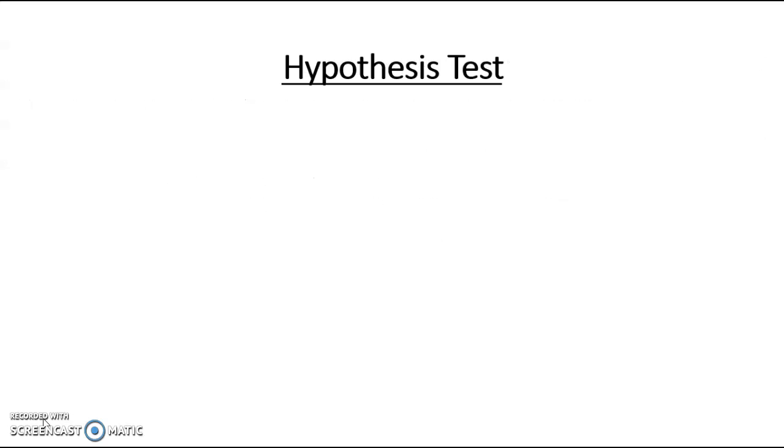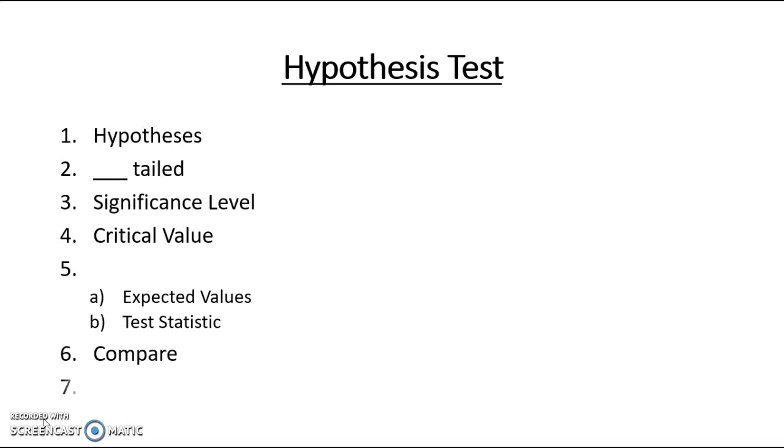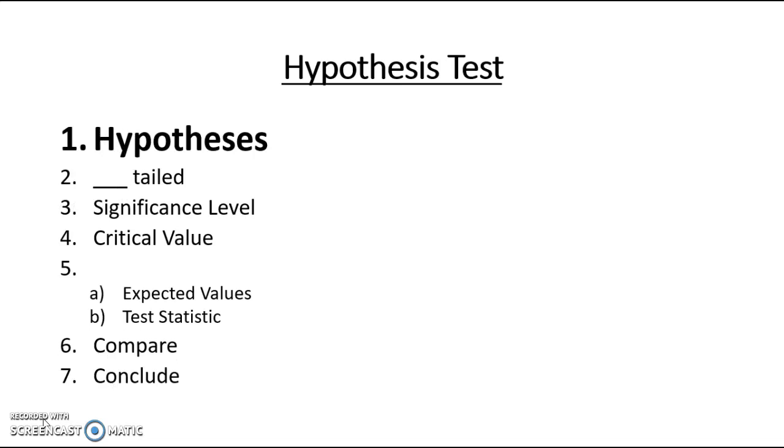So when we do any hypothesis test, we should be looking at 7 points. The first one being the hypotheses that we are looking to investigate, whether it is one or two-tailed, the significance level, the critical value, and then for the test statistic, we first of all need to work out expected values. We then compare these with the critical value and make a conclusion based on that comparison.